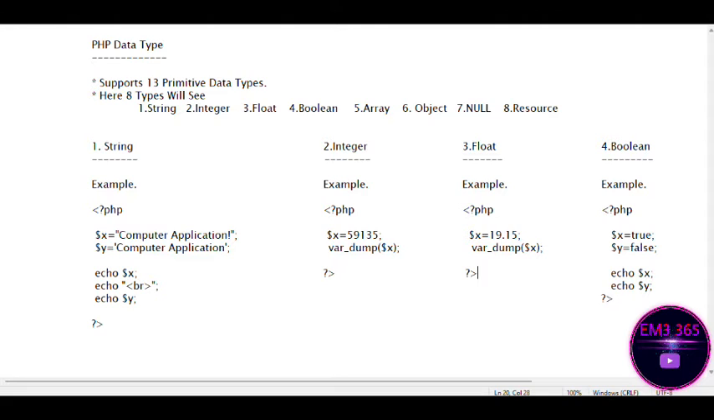1. String, integer, float, Boolean, array, object, null, resource.